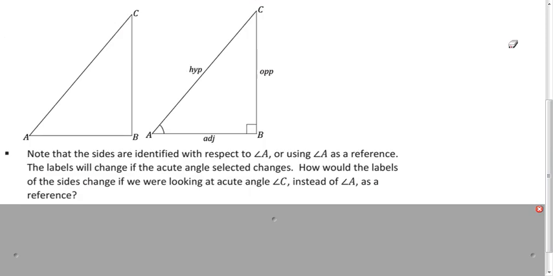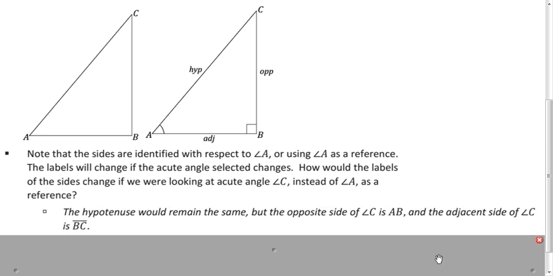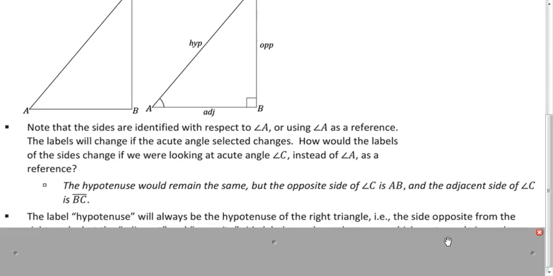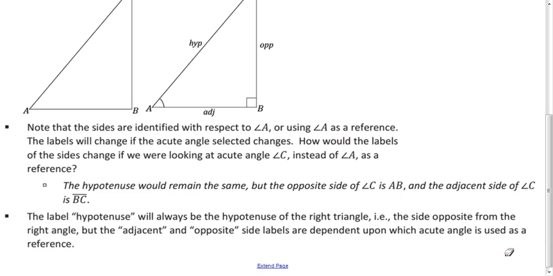Now, how would this naming change if we had used angle C instead of angle A? What would be different here? Well, the hypotenuse wouldn't change, but the opposite side and the adjacent side would flip, because now for angle C, AB would be opposite and CB would be adjacent. So you have to be careful when you're changing the angles that you switch your opposite and adjacent legs. The hypotenuse won't ever change. The hypotenuse is always going to be the same no matter which angle you're looking at, always the longest side.